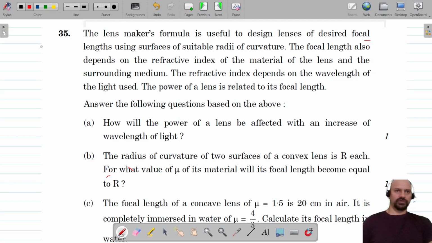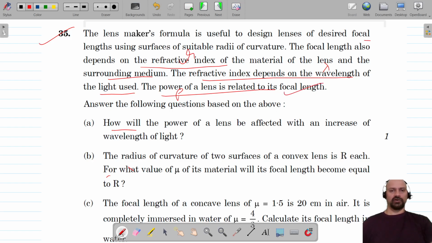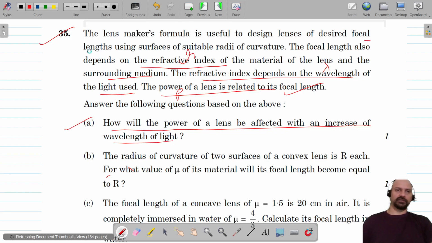Okay, next question, question number 35. Here it's given that the lens maker's formula is used to design lenses of desired focal lengths using surfaces of suitable radii of curvature. Focal length depends on the refractive index of the material of the lens and the surrounding medium. Refractive index depends upon the wavelength of the light used. Power of a lens is related to its focal length. So how will the power of a lens be affected with an increase in wavelength of light?